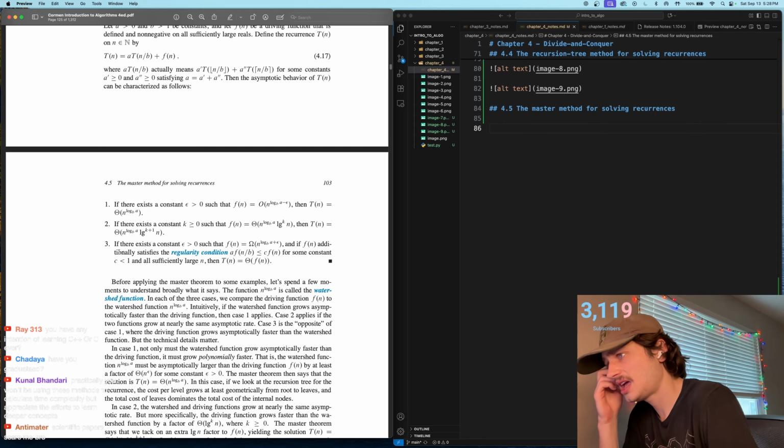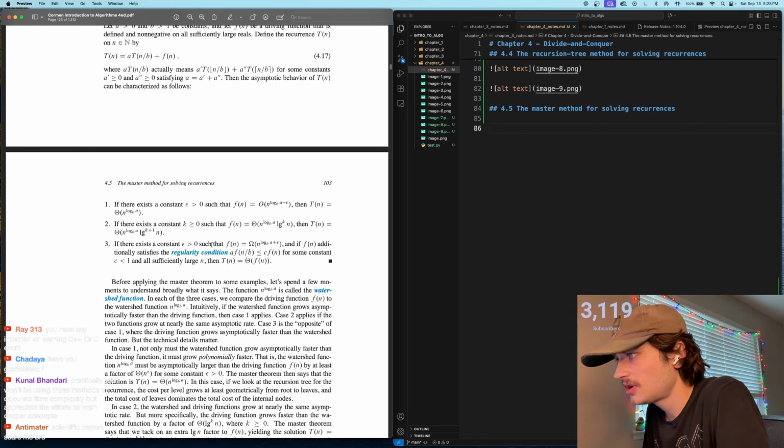3. If there exists a constant ε > 0 such that f(n) = Ω(n^(log_b a + ε)), and if f(n) additionally satisfies the regularity condition a·f(n/b) ≤ c·f(n) for some constant c < 1 and all sufficiently large n, then T(n) = Θ(f(n)).